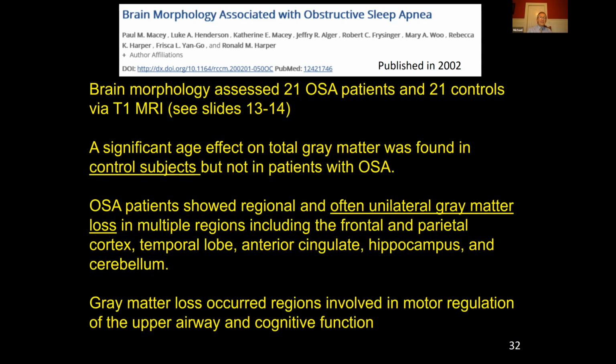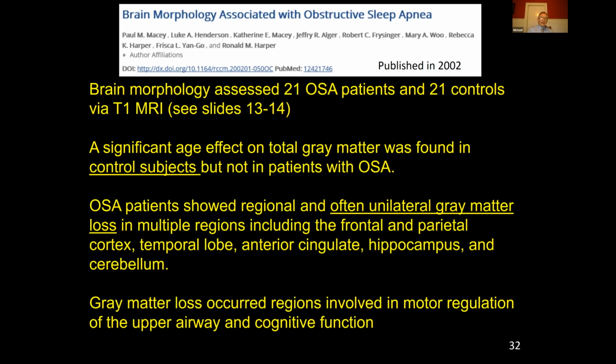And back in 2002, the group looked at 21 sleep apneas and 21 controls, and they used T1 MRI. So those are slides 13 and 14 if you were to look back. And looking at just the T1 MRI scans, they found that there was an effect of age on gray matter in healthy control people, but not patients with obstructive sleep apnea. So it seemed as healthy people age, we lost gray matter, but the sleep apneas didn't.